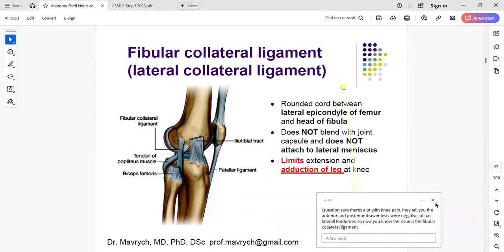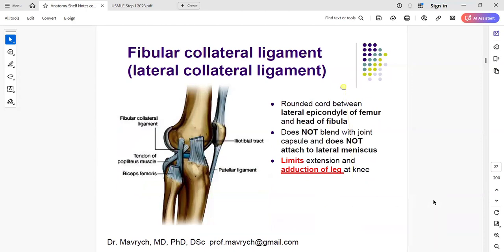Okay. So, the fibular collateral ligament or the lateral collateral ligament, it's not as important. One second.